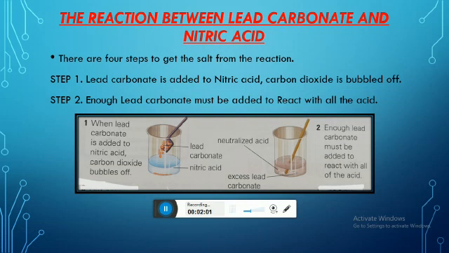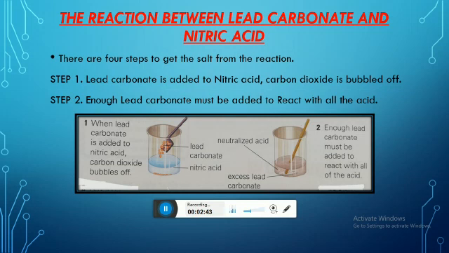So carbon dioxide is produced, and the second step is to put in enough lead carbonate. Further, we put in enough lead carbonate to react with all the acid present in that beaker. We put in an excess of the lead carbonate, just so that all the acid will react with the lead carbonate. After the reaction, when the acid is neutralized, the excess lead carbonate will settle down at the bottom. This is the figure.